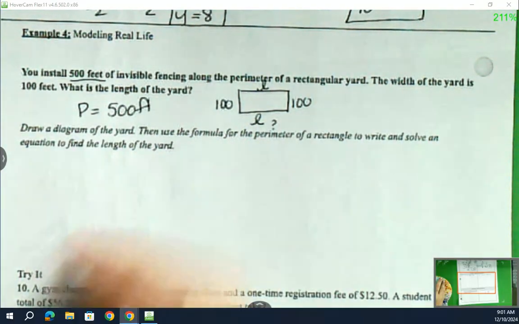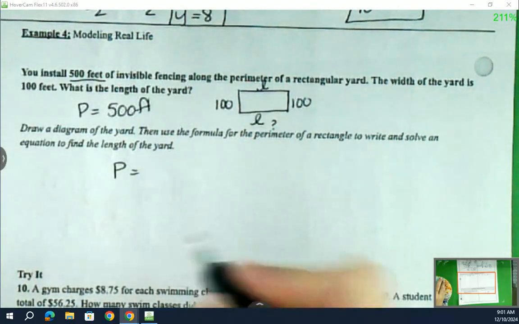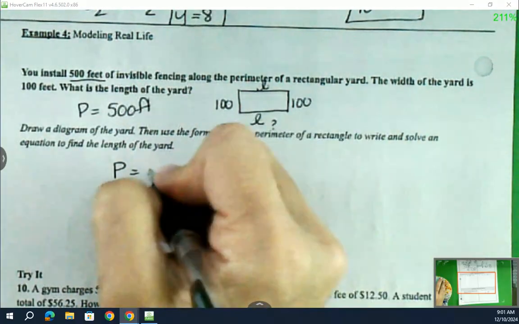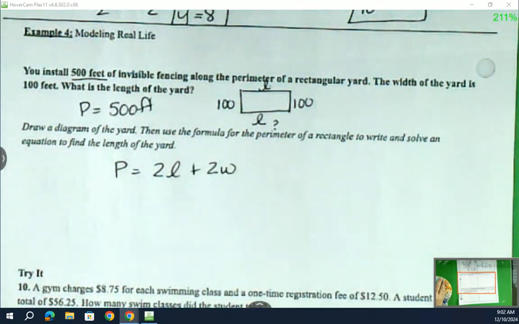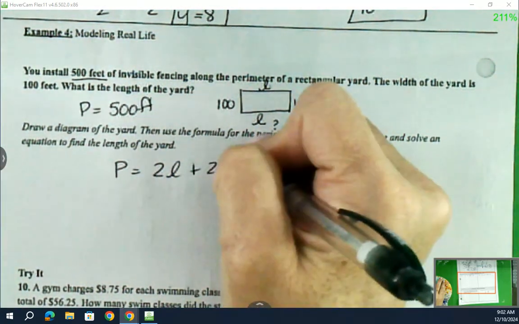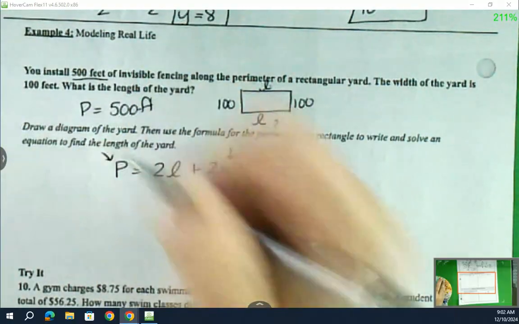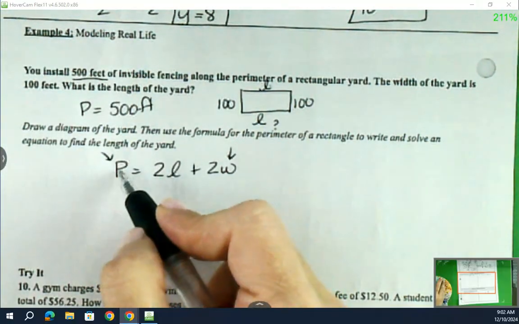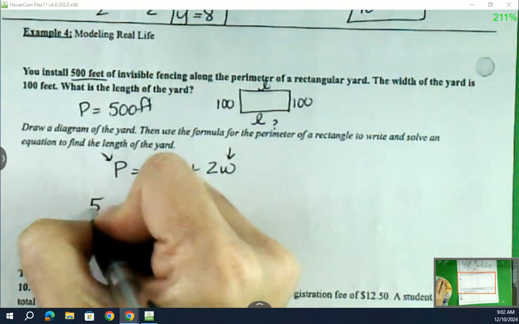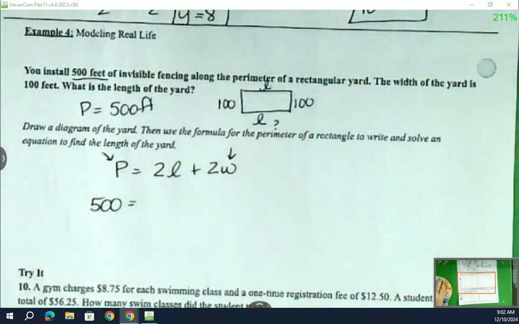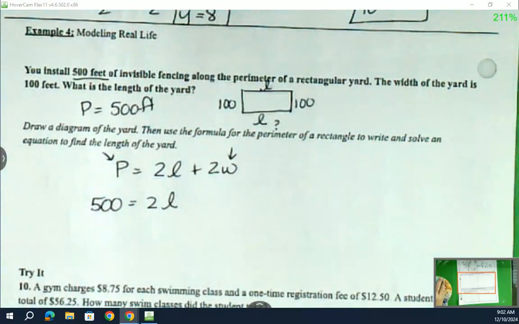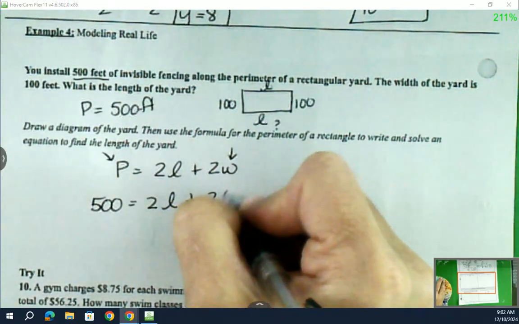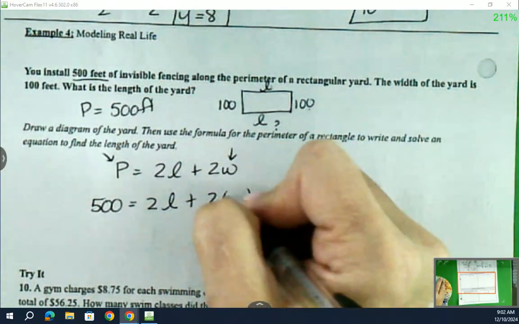So using our formula for perimeter, we know perimeter is 2 lengths plus 2 widths. And all we're going to do is plug in for the values that we do know into this equation. So P, the total perimeter, is 500, equals the 2 lengths, which we don't know what they are. So we're going to leave the 2L, plus 2 times 100 for our width.